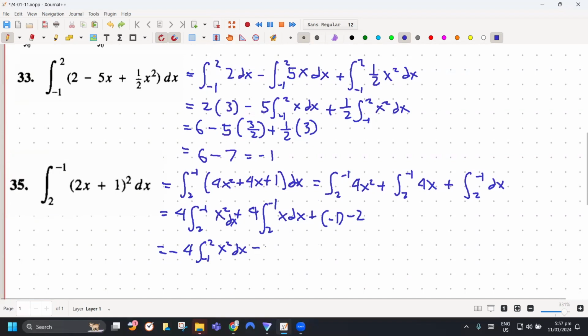Tapos, yung 33, negative 5 plus 1, negative 4. Teka. 2 times 3 minus 5 times the integral from negative 1 to 2 of x dx, di ba? So, dapat 3 halves plus 1 half tapos yung integral ng x squared should be 3. 6 minus 5 times 3 plus 15.